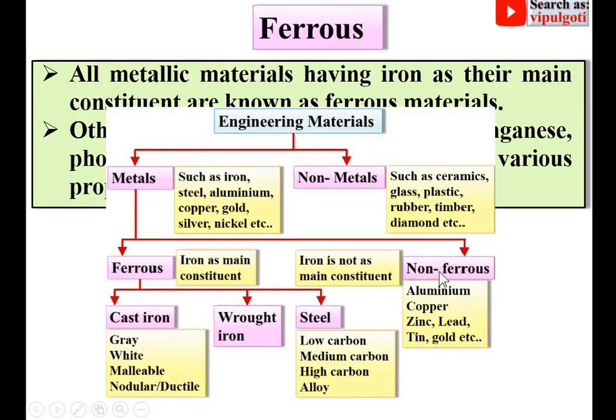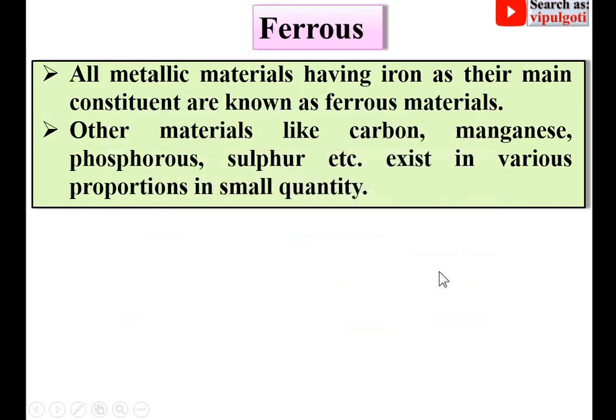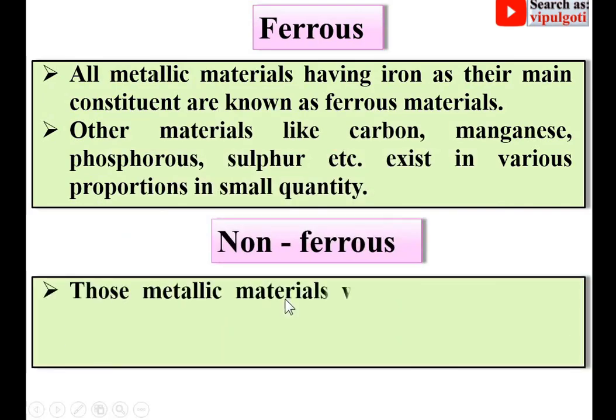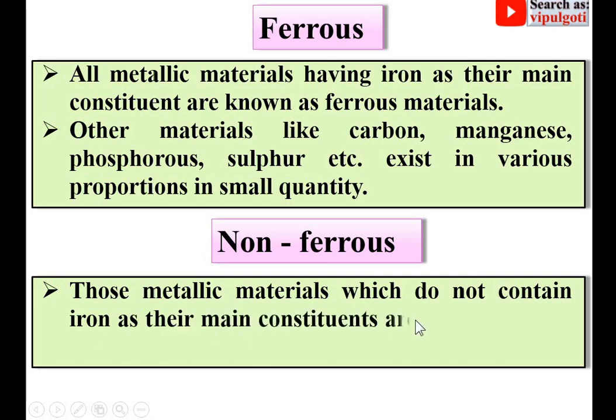Now it's the turn for the non-ferrous material. Those metallic materials which do not contain iron as their main constituent are known as non-ferrous metals. So look once again: for the ferrous, iron is the main constituent, whereas for the non-ferrous, iron is not the main constituent. So this is the brief description of the ferrous and non-ferrous.